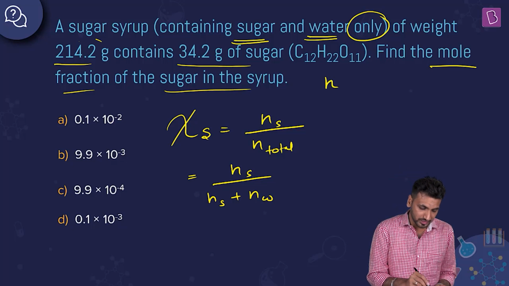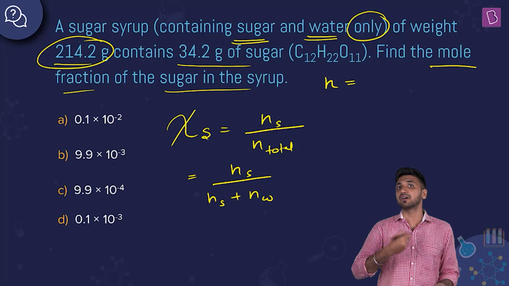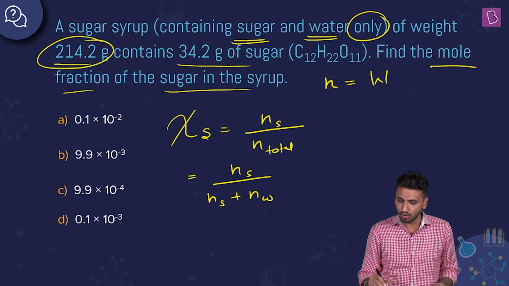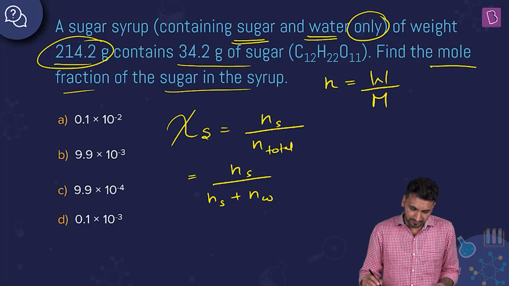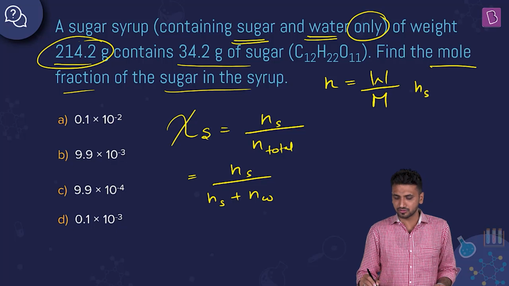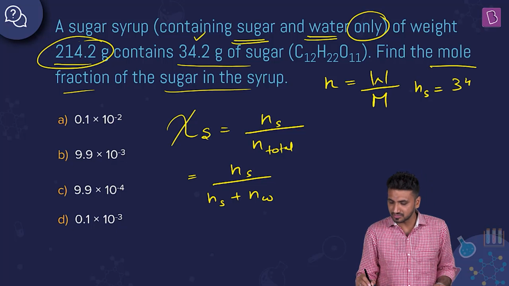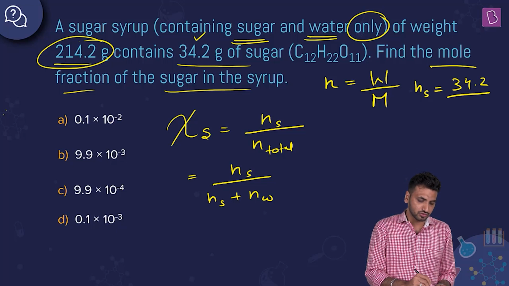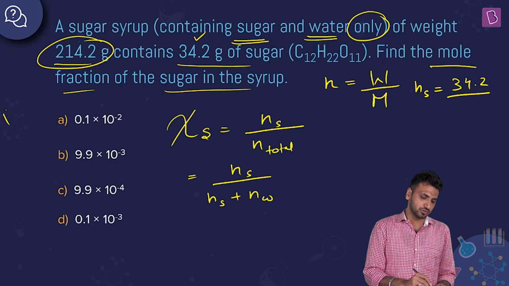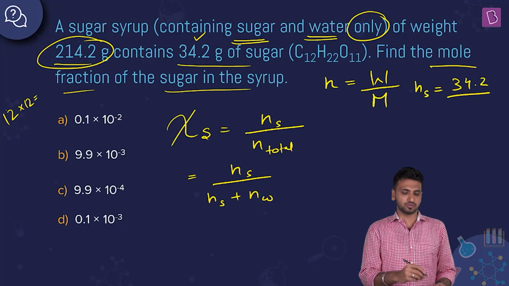We are provided with the masses, so the formula for moles in terms of mass is given weight upon molar mass. Let's calculate it for sugar first. Given weight for sugar is 34.2 grams. Can we just calculate the molar mass of the sugar? It is C12H22O11. The atomic mass for carbon is 12 and we have 12 atoms of carbon in one molecule. So 12 into 12 is 144.